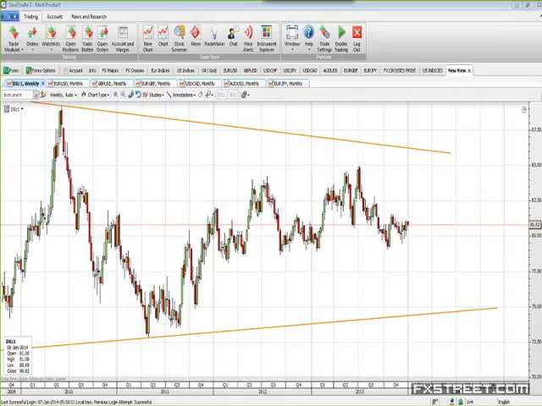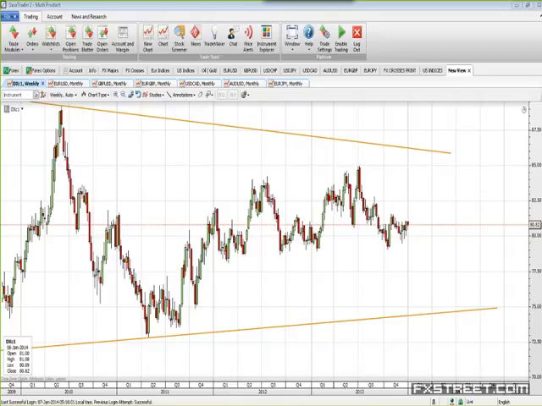But we should never ignore the bigger picture, even going all the way out to a monthly chart. Obviously, it's the start of the year, so it's a good time to reflect back and see what has happened through 2013, what price action we've had, and also what our expectations are, at least for the first quarter of 2014.